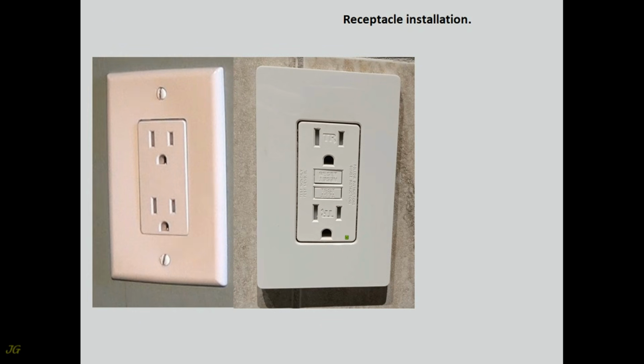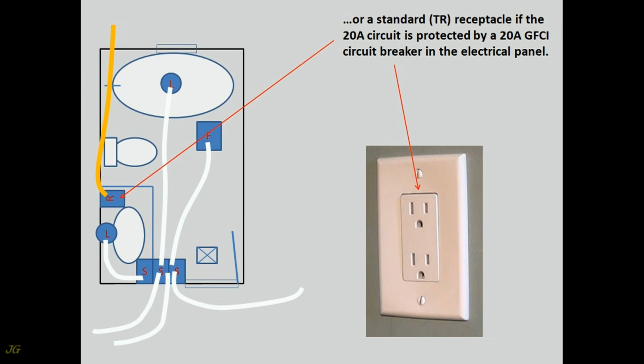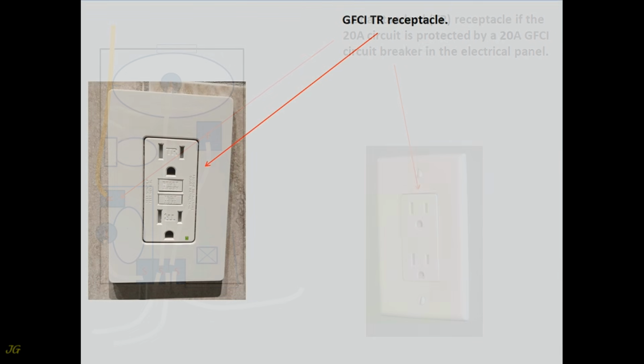Receptacle installation. Install a GFCI TR, ground fault circuit interrupter, tamper-resistant, receptacle if the 20 amps circuit is protected only by overcurrent protection, a standard 20 amps circuit breaker, or a standard TR receptacle if the 20A circuit is protected by a 20 amps GFCI circuit breaker in the electrical panel. GFCI TR receptacle.